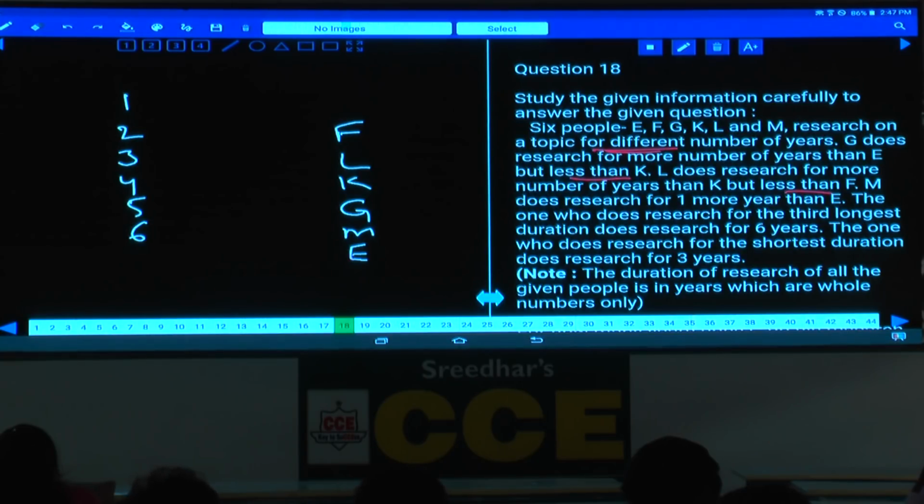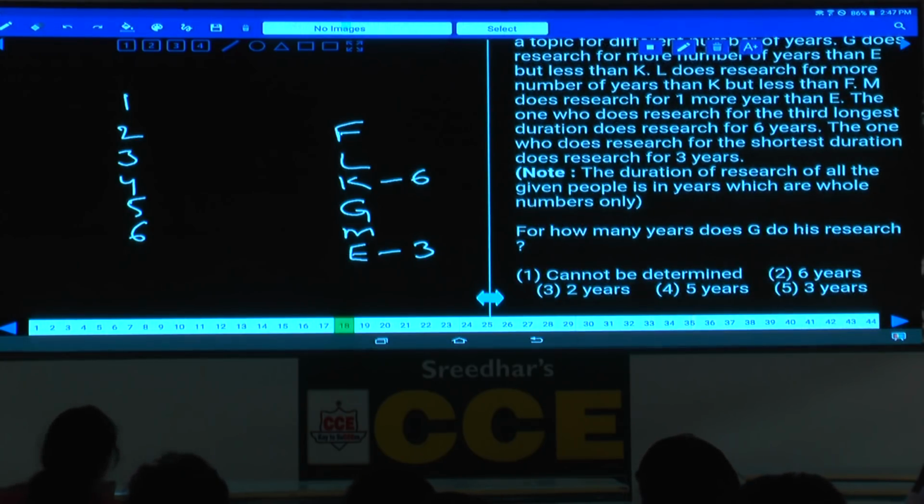Then in this one, the one who does research for the third longest duration does research for how many years? 6 years. And K is 6 years. And the one who does research for the shortest duration is for 3 years. Shortest duration, that is E. E is for 3 years. Then question number 18. For how many years does G do his research?